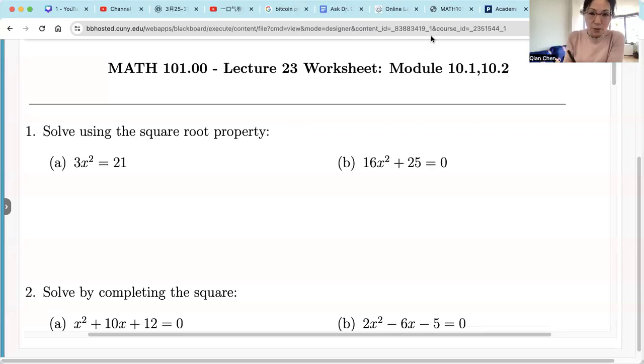So lecture notes 23. So solving the quadratic equation using square root property.